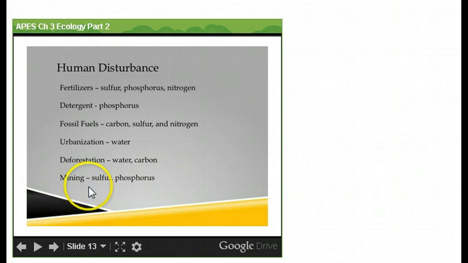And then mining, we're changing the cycles by bringing the sulfur up faster than normal, or phosphorus faster than the earth normally does. So those are human changes to the cycles, and you should know this for the AP test.